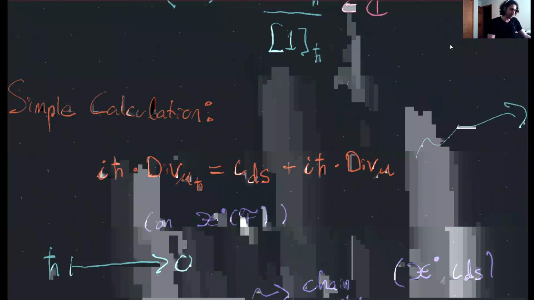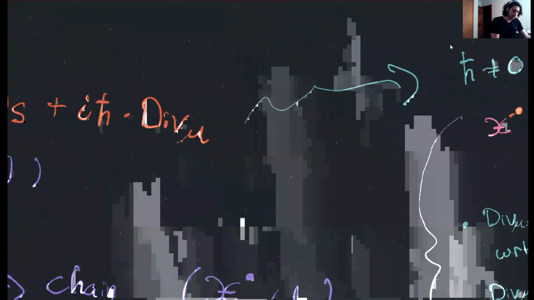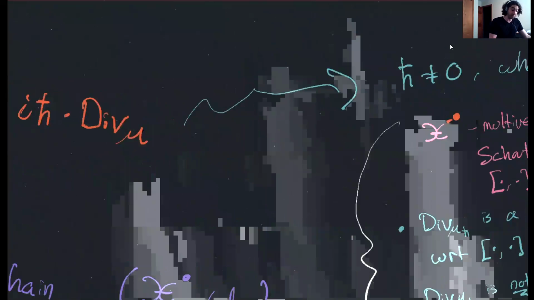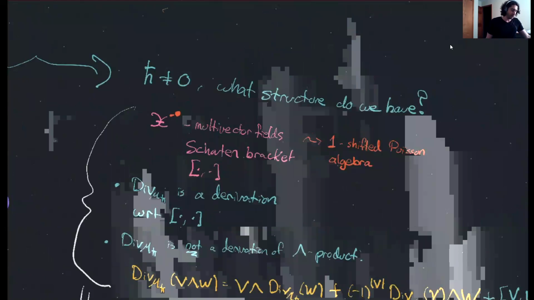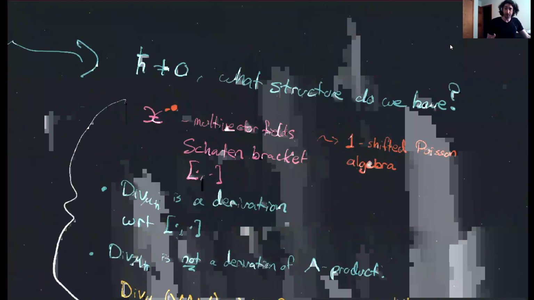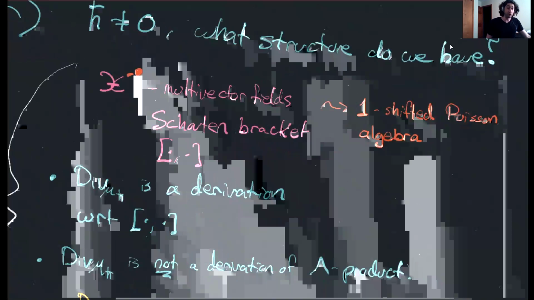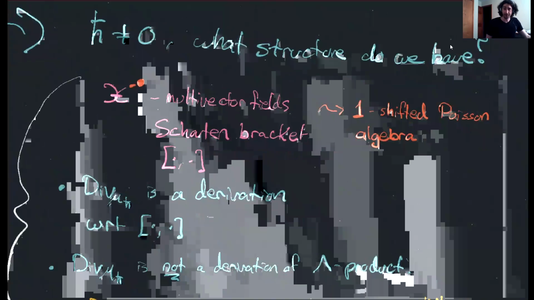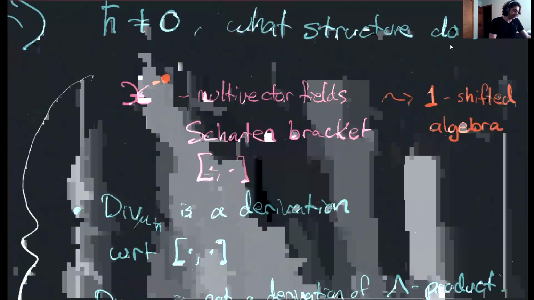So let's go back to looking at this nice equation here, which, like I said, follows basically from Cartan's magic formula. So suppose that H bar isn't zero. So now we're looking at the actual quantized thing. What do we get? Well, there's some more structure on this algebra. You have a Schouten bracket of multi-vector fields. So that gives you a one-shifted Poisson structure. And we have this divergence operator.